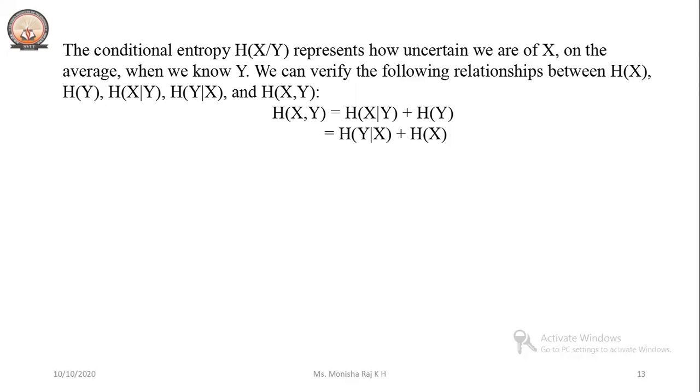So we can verify the following relationship between H(X), H(Y), H(X|Y), H(Y|X), and H(X,Y). The joint entropy can also be written as H(X|Y) plus H(Y), or H(Y|X) plus H(X). That is the combination of conditional entropy and input entropy, or the conditional entropy and output entropy. This is about the definitions of different types of entropies.